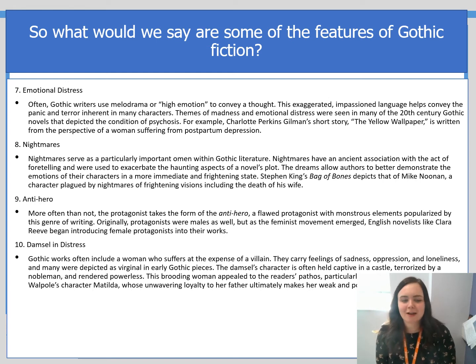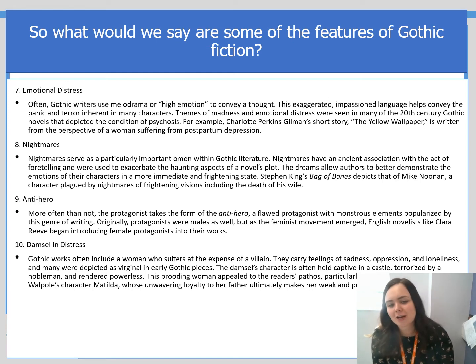Number 8, nightmares. Nightmares serve as a particularly important omen within Gothic literature. Nightmares have an ancient association with the act of foretelling and were used to exacerbate the haunting aspects of a novel's plot. The dreams allow authors to better demonstrate the emotions of their characters in a more immediate and frightening state. Stephen King's Bag of Bones depicts Mike Noonan, a character plagued by nightmares and frightening visions, including the death of his wife.